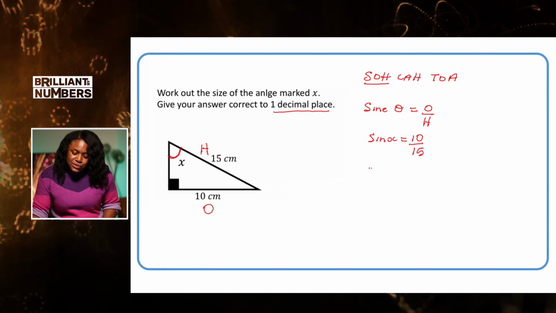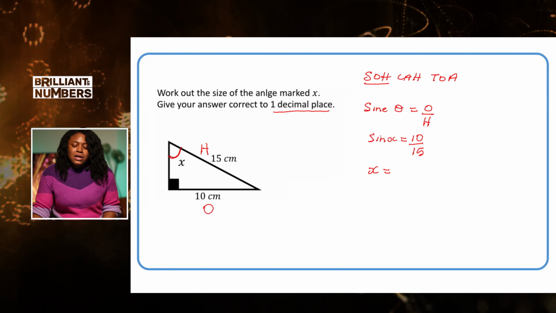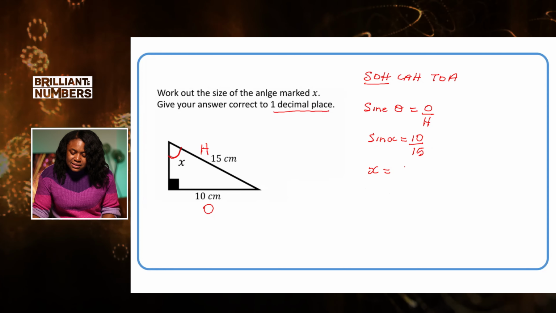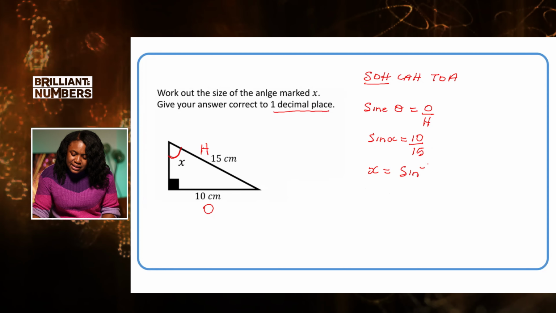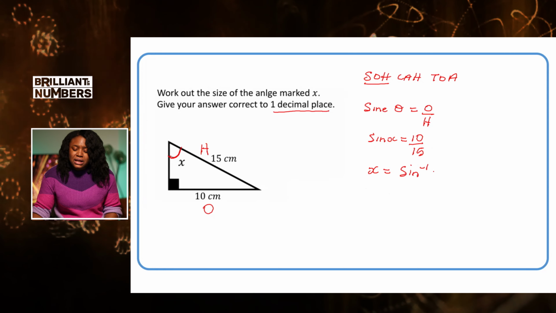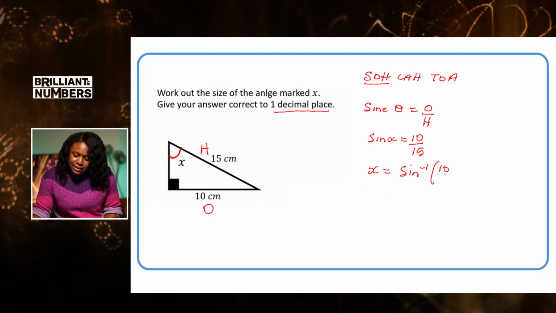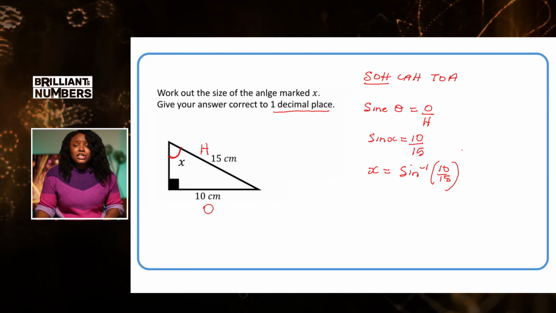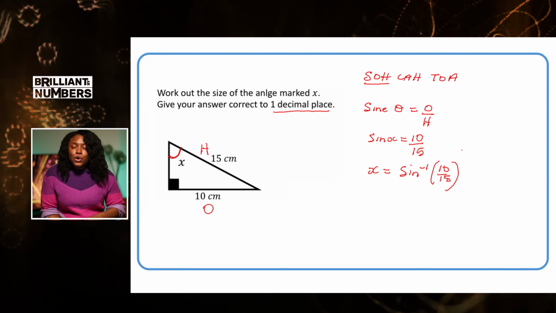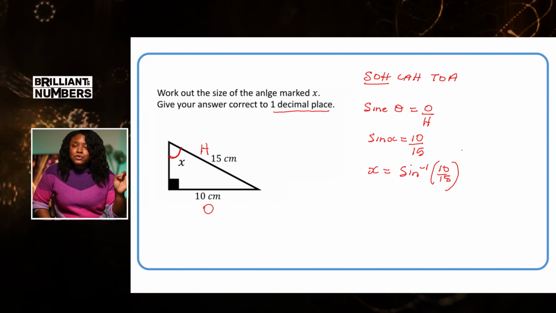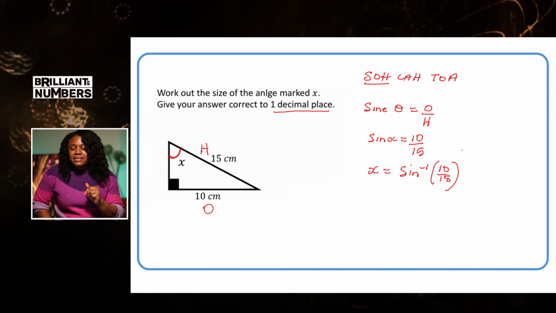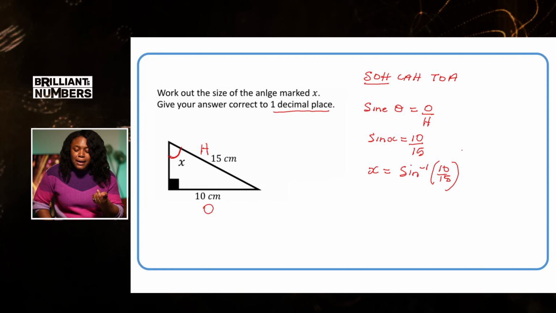Now remember, when we are finding an unknown angle, we need to use the inverse function. So I'm going to do x equal to the inverse of sine is sine inverse, which we write as sine to the power of -1, and then 10 divided by 15, and we put it just like that in our calculator. Remember, we've got to press shift or second function to bring the inverse function up.